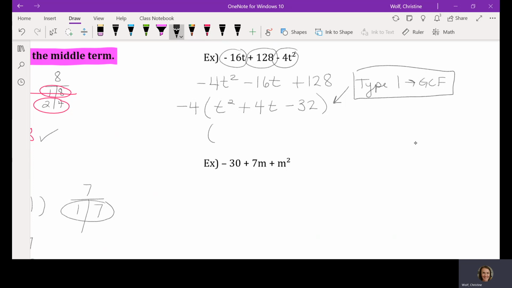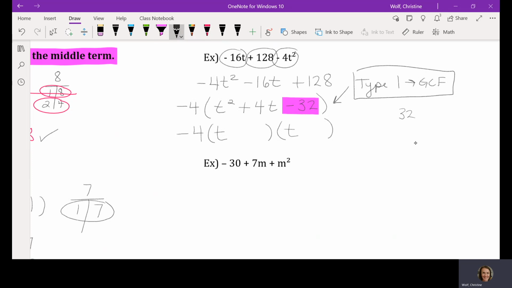So we know it's always going to be 2 brackets. Our letter in this case is t, and the only difference is you just have that -4 following you down. It's just going to hang out front. Okay, so now we have to think of 2 numbers that multiply for 32.